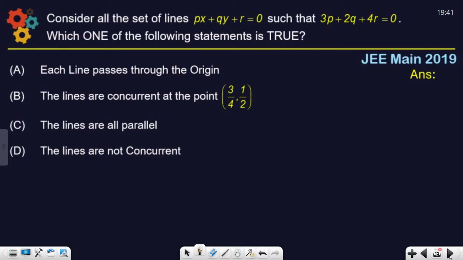See this question, a pretty simple question. This came in JEE Mains 2019. What they have said? They have said consider all set of lines px plus qy plus r equals to 0 such that 3p plus 2q plus 4r equals to 0. So what's the big deal? Simply find out what is your r from here.